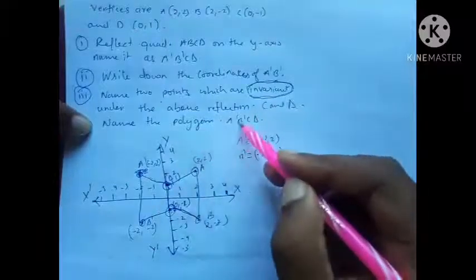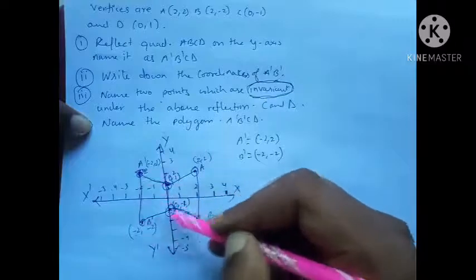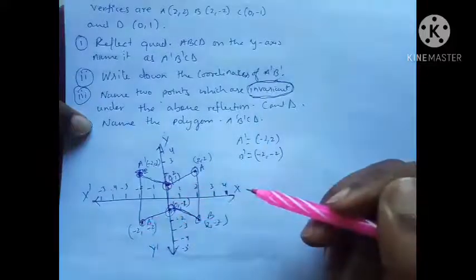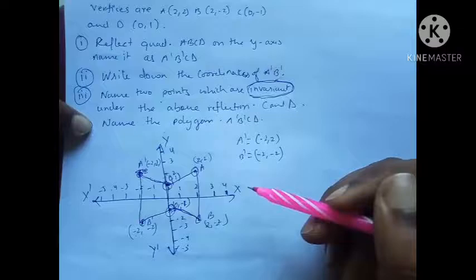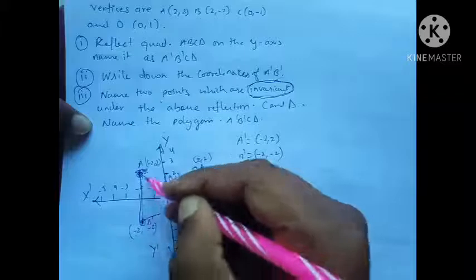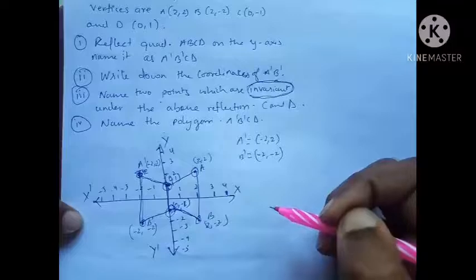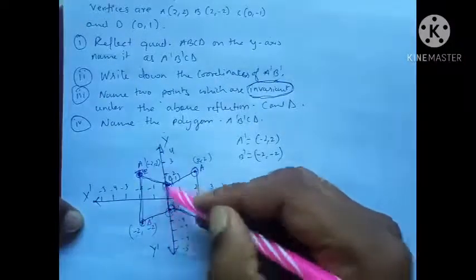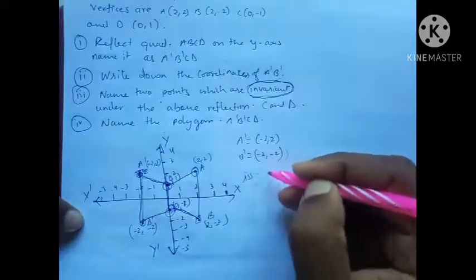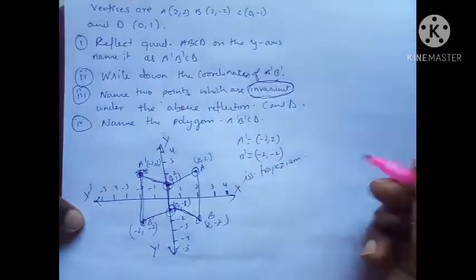Name the polygon A dash, B dash, C, D. A dash, B dash, C and D. What do you think? What kind of a figure is being formed? Just have a look and tell me. Think about it. For me, it is a trapezium. If you see, this is a trapezium and this is an isosceles trapezium. Why? This and this are also equal. So I'll call it an isosceles trapezium, because one pair of opposite sides is parallel and the other pair is not parallel but they are equal. So that's my answer for the fourth part as well.